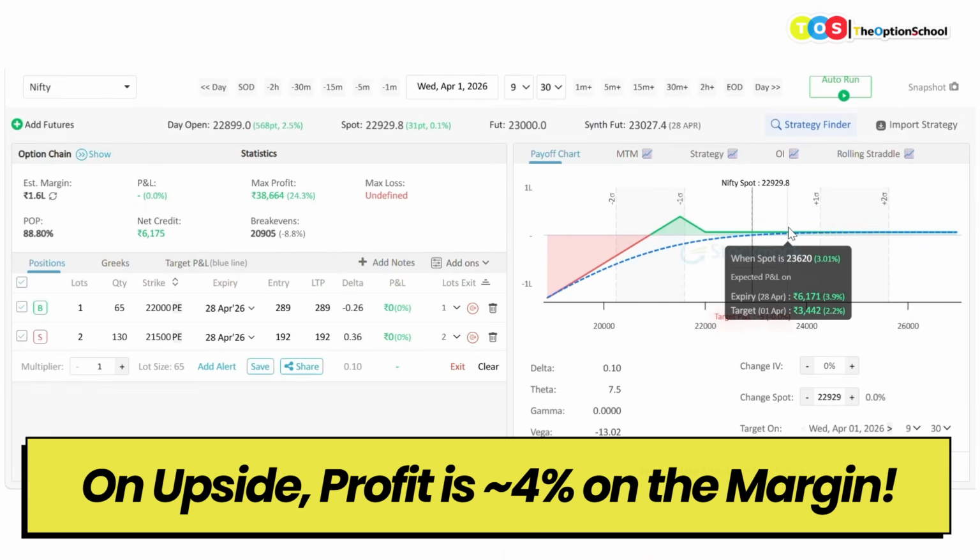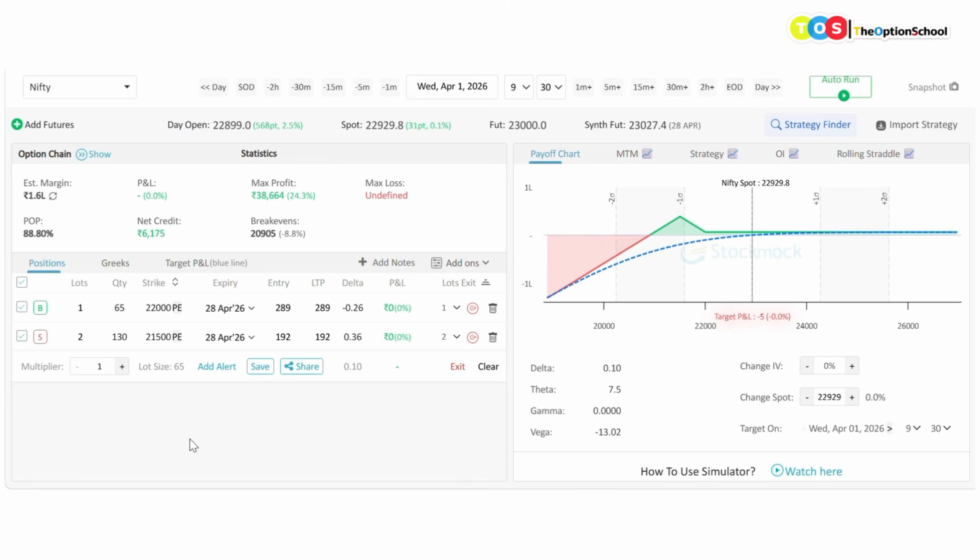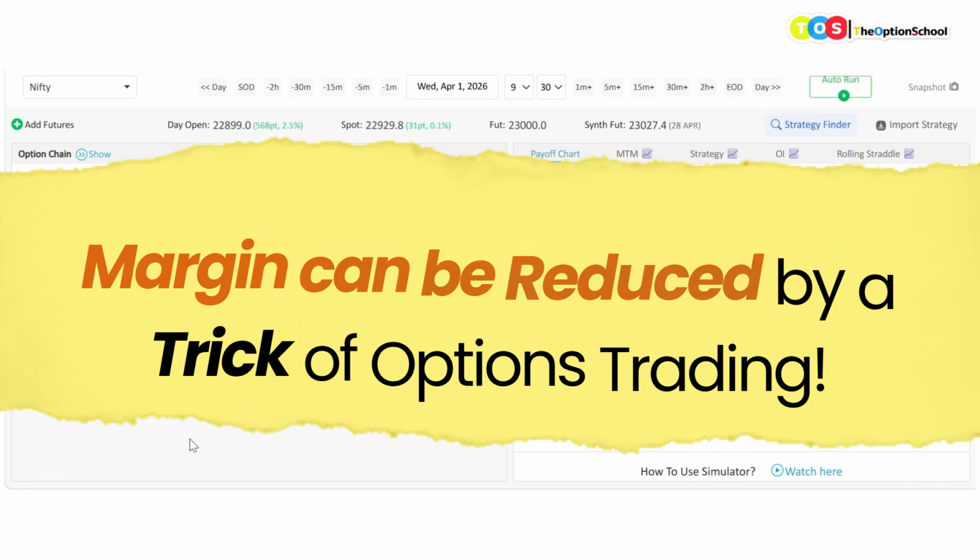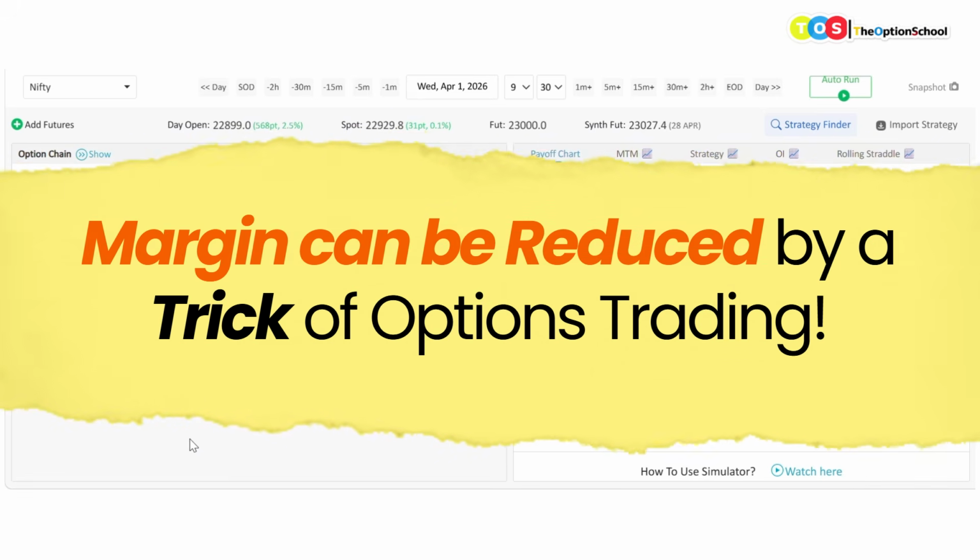The profit is around 6171, which is very close to 3.9 to 4% on required margin. Required margin can definitely be reduced. I am giving a link of the video how you can reduce the required margin.